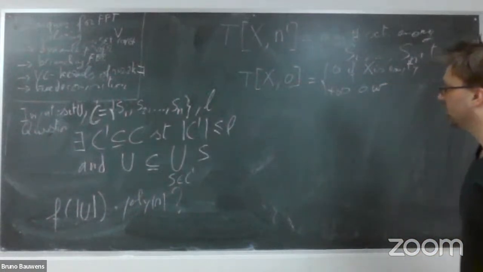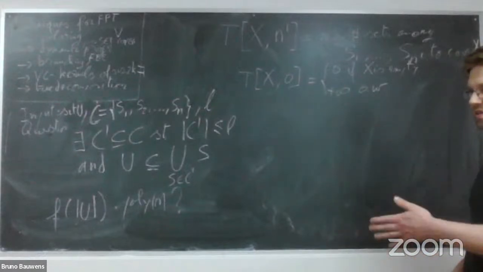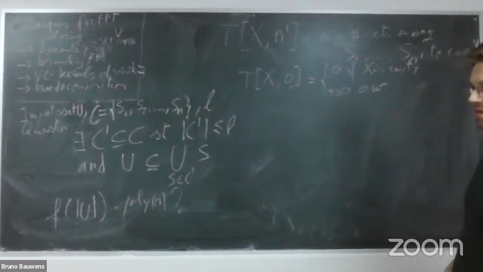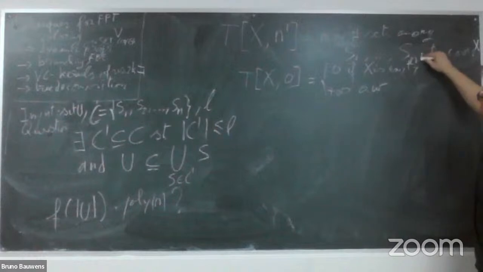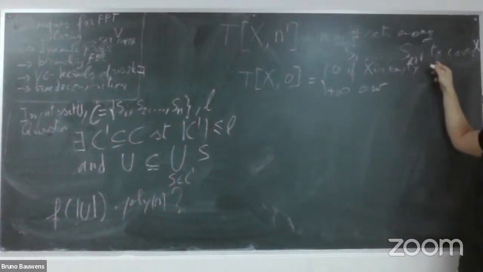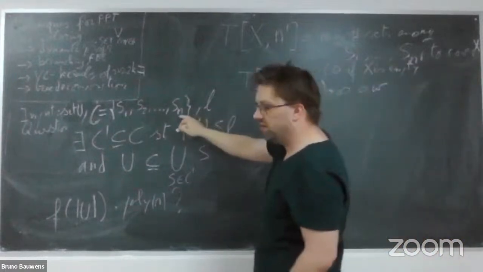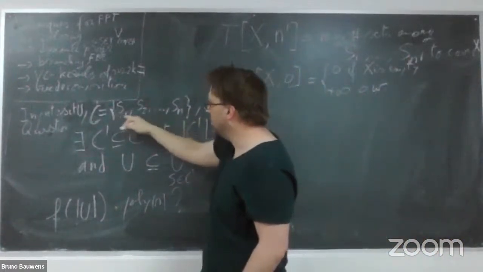Okay, and now given a column, we want to understand how we can get the next column. What is n prime? We can only use the first n prime sets out of the n sets, so we order the sets.